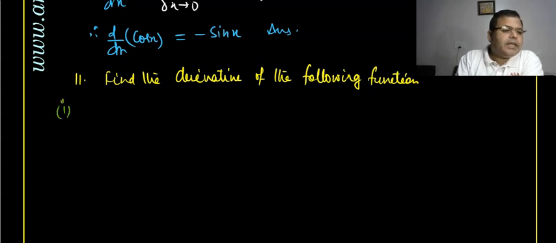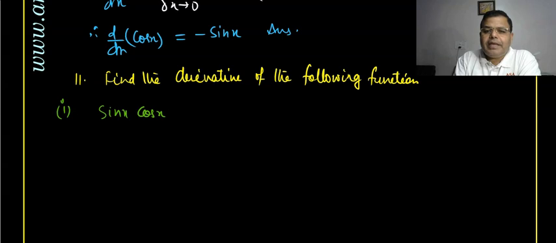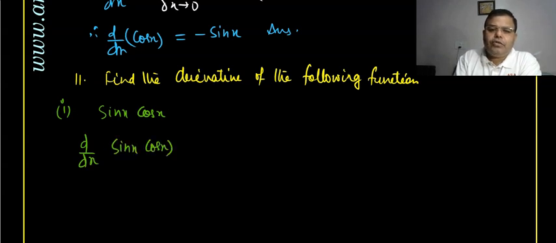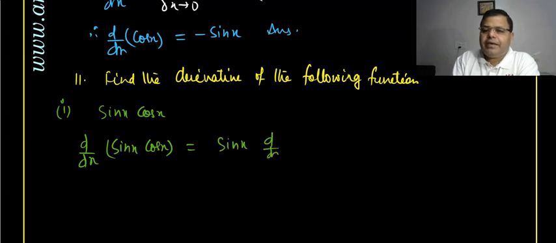The first question is sin x into cos x. We can do it by multiplying and dividing by 2, which gives sin 2x. But the purpose of giving this question is to know whether you are aware of the product rule or not. So you can take any one of the two functions as first, and write first into derivative of second plus second into derivative of first, like that, isn't it?